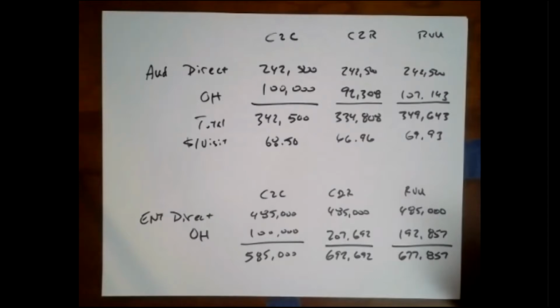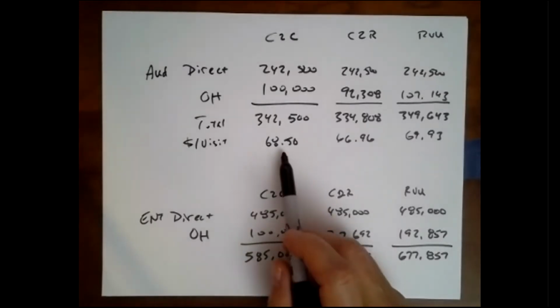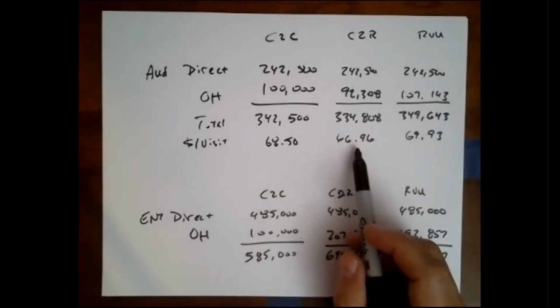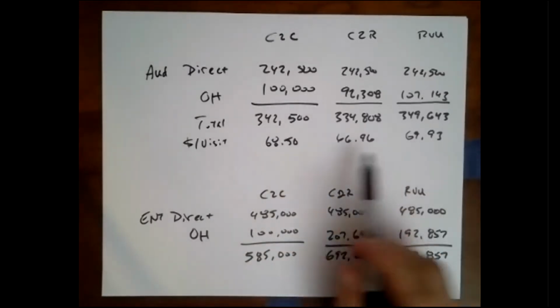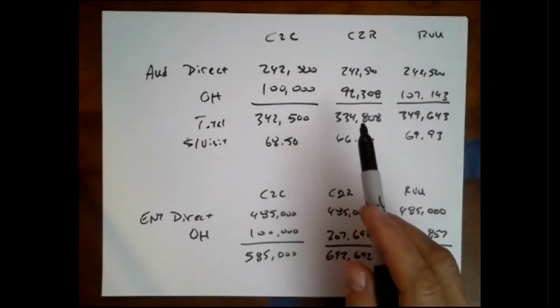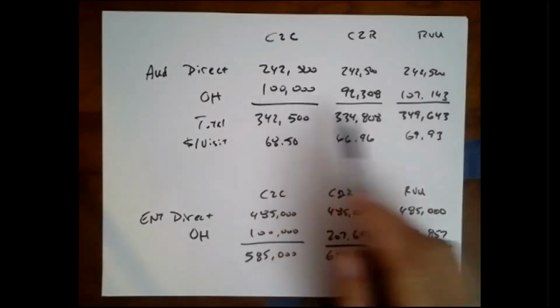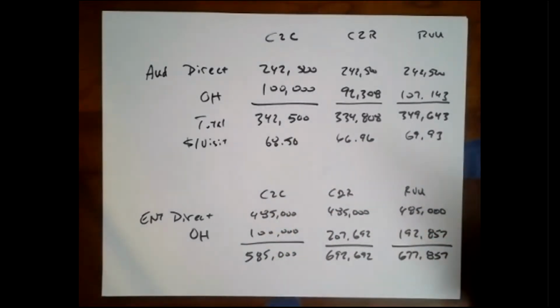So if we were pricing an audiology visit, in order to break even without any profit, we would have to charge at least $68.50, $66.96, or $69.93, depending on which of these allocation cost drivers we chose to do our allocation, right? So we would want to choose the one that we think is most accurate.